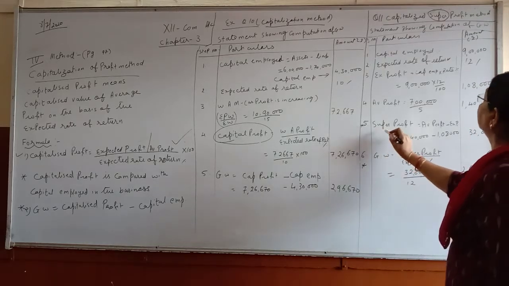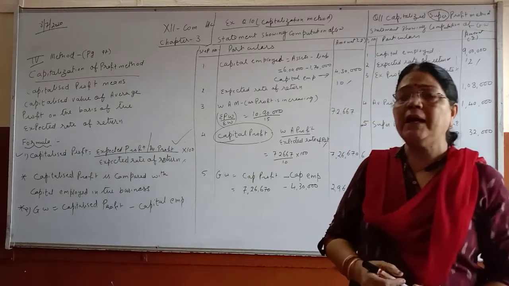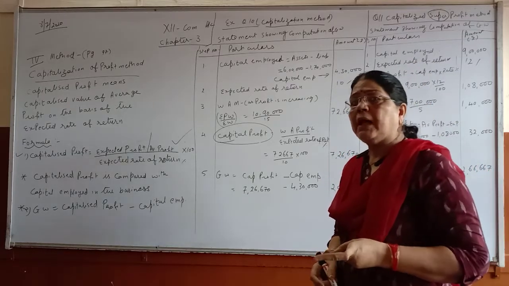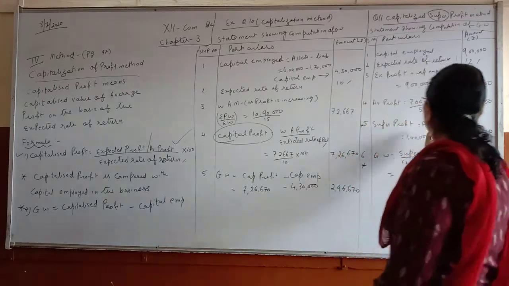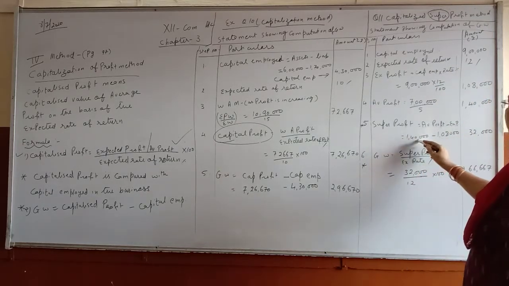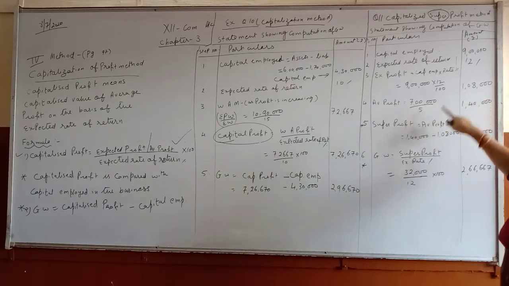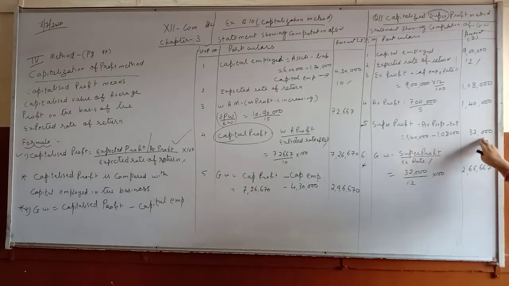Now fifth point, it is super profit method. We have done super profit method formula. What is super profit method formula? Average profit minus expected profit. So our average profit we have found out is 1,40,000. And what was our expected profit? 1,08,000. So what is your super profit? 32,000. Very simple children. Average minus expected.